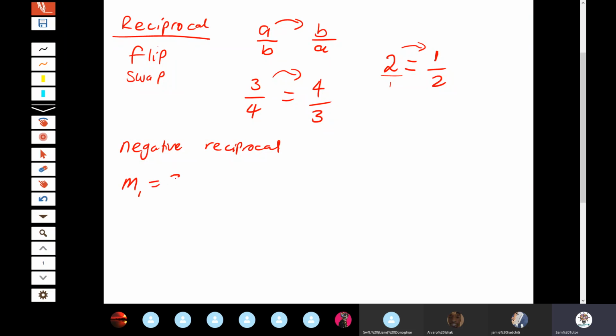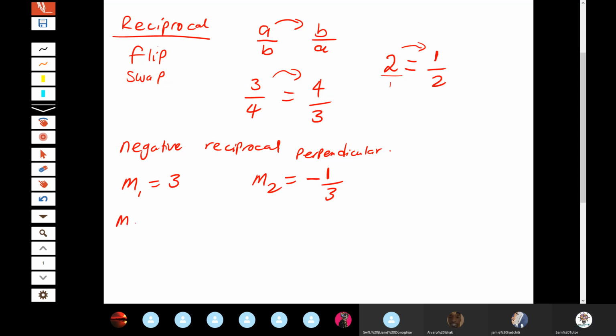So that means if I gave you the gradient of one of them, if I said the gradient of one line is 3, what would the gradient of the other one be, that is perpendicular? Liam, you want to try it? m1 equals 3, m2 equals? Oh, 1/3. Close, negative reciprocal. Oh yeah, okay. Negative 1/3.